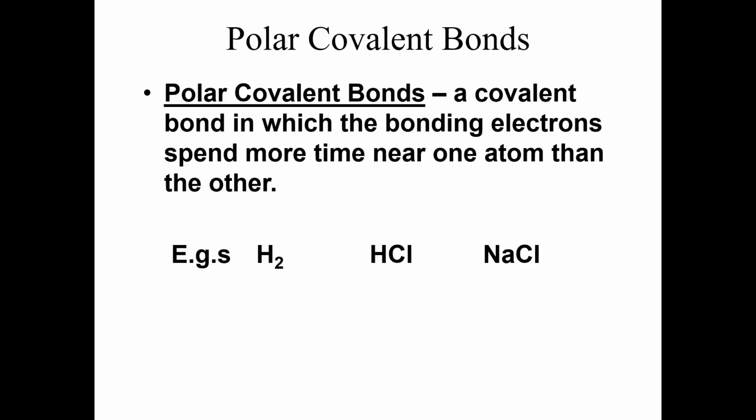A molecule overall can actually have polar bonds but be nonpolar, because symmetry is also important. We'll get to that later on. Again, here we have no difference. This we did already, and this is ionic. And so that's just the bond, right? A polar covalent bond is a covalent bond in which the bonding electrons spend more time near one atom than another.